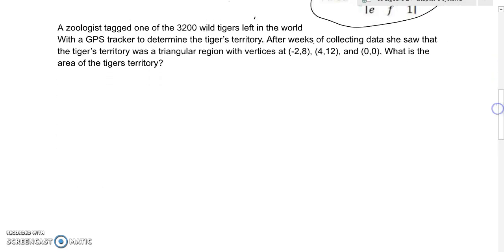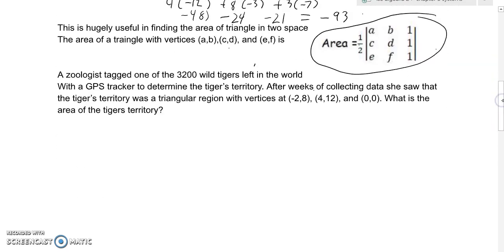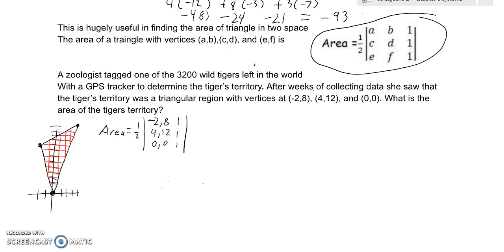So, a zoologist tagged one of the 3,200 wild tigers left in the world with a GPS tracker to determine the tiger's territory. After weeks of collecting data, she saw that the tiger's territory was a triangular region, with the vertices -2, 8, 4, 12, and 0, 0. What is the area of the tiger's territory? So we're looking for the area inside our 3 vertices, forming that triangular region that she found.